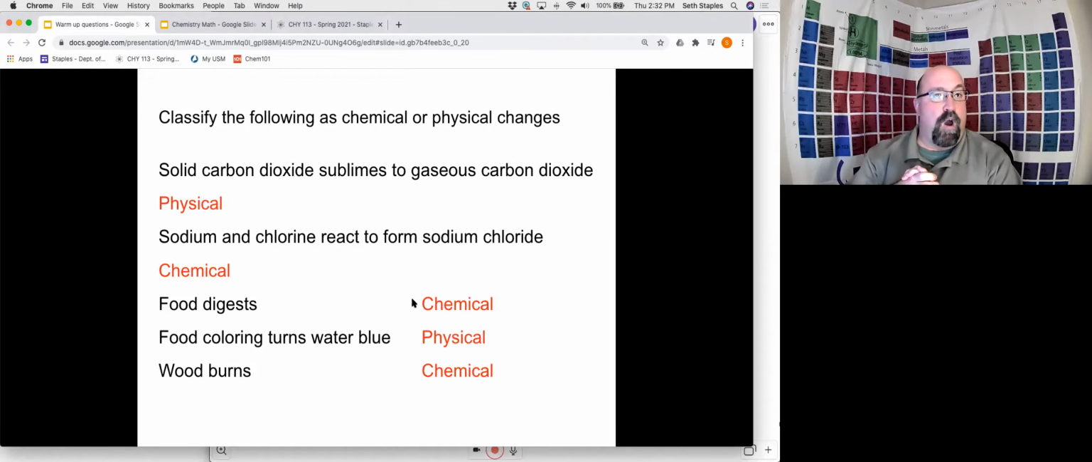Food coloring turning water blue, that's definitely just a physical change. All we're doing is creating a mixture, essentially. We're mixing two things together, but we're not changing the chemical makeup of anything. It's just a physical change there.